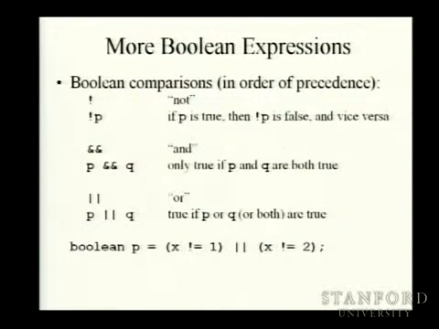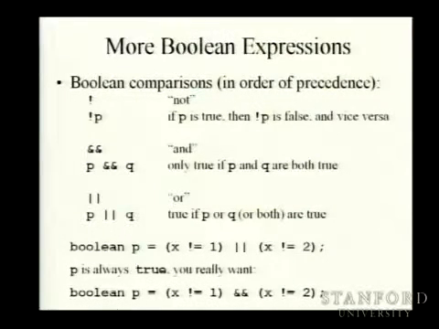And in fact, this is not the right thing. This is buggy. P will always be true in this case. Why? Because if X is equal to 1, well, this not equal 1 part is false, but it's not equal to 2, and that becomes true. So you have false or true, and it becomes true, and vice versa if x equals 2.